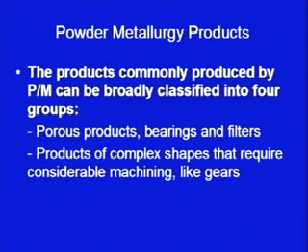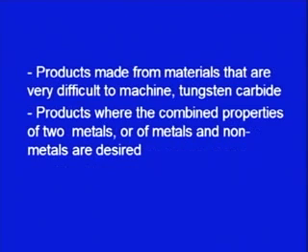So, where complex shapes are there which require machining, we can go for powder metallurgy and it can be made in a single shot. So, porous products can be made using powder metallurgy. Moreover, the parts which require a high level of machining or too much machining can be made out of powder metallurgy. Then products made from materials that are very difficult to machine like tungsten carbide. So, materials which are hard to machine can be made using the process of powder metallurgy.